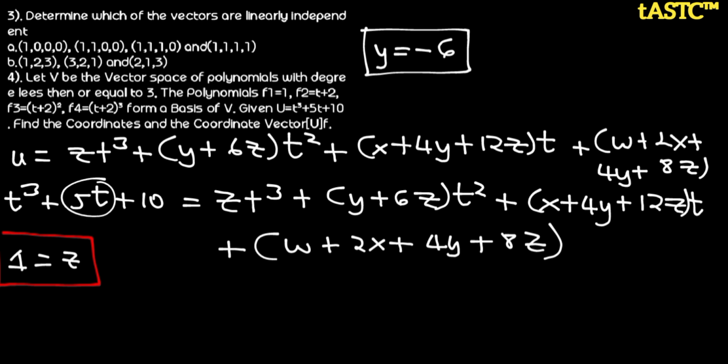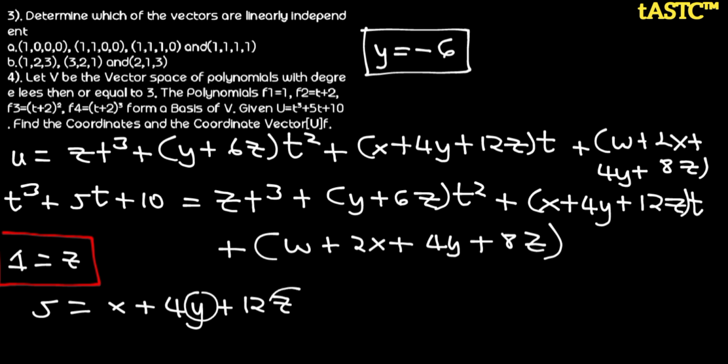Now comparing the ones in terms of the power of 1, that is going to be a 5, because on this side we have 5 as the coefficient of t. And here we also have stuff which carries the coefficient of t. We have that to be x plus 4y plus 12z. So we know what y is. We also know what z is.